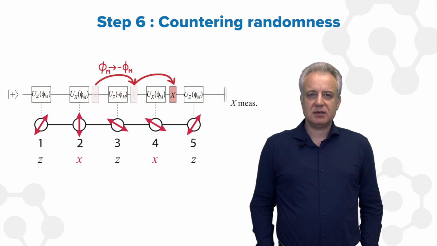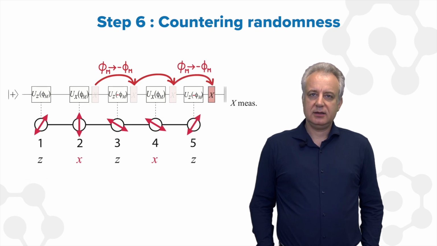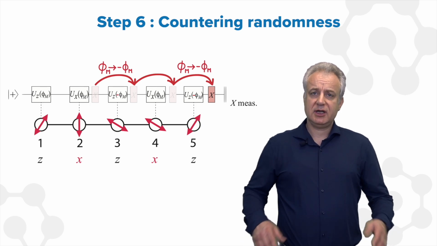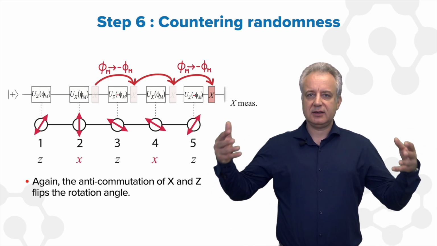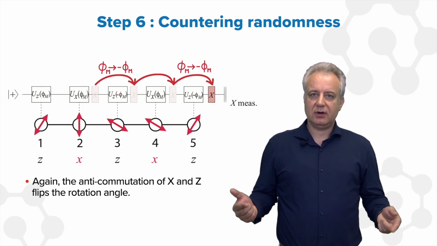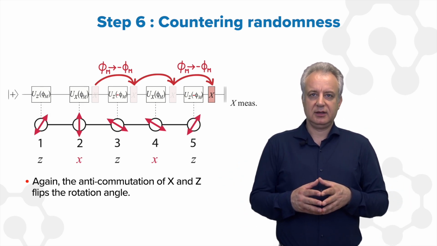So in the second step of propagation, nothing happens because the Pauli byproduct, sigma x, commutes with the rotation. And then comes the third step. It's like the first. The rotation is about the z-axis, the byproduct is in x, we have anti-commutation, and therefore in the forward propagation, the rotation angle is flipped.